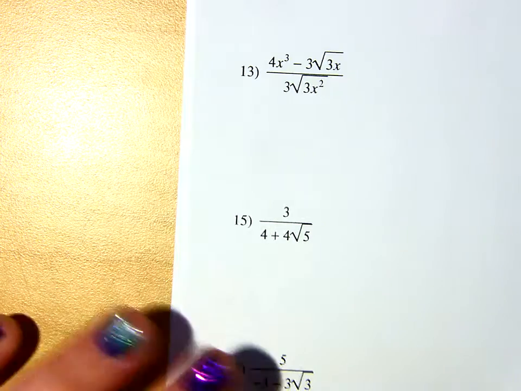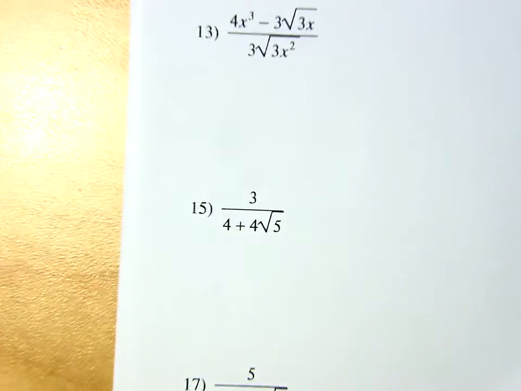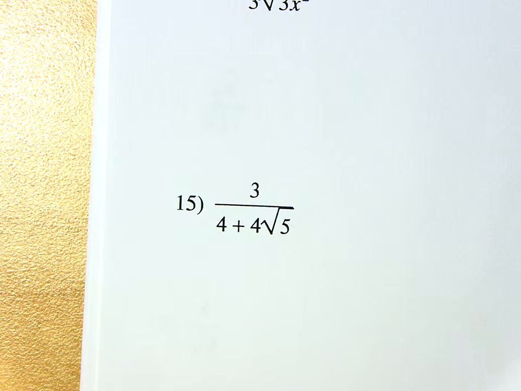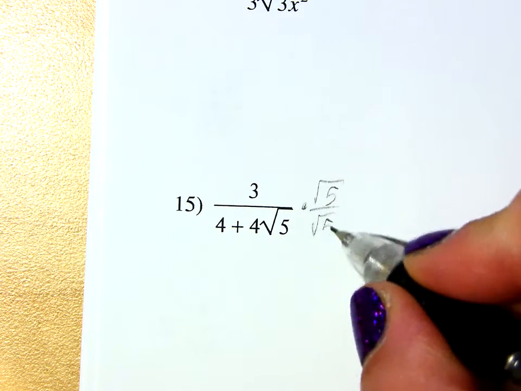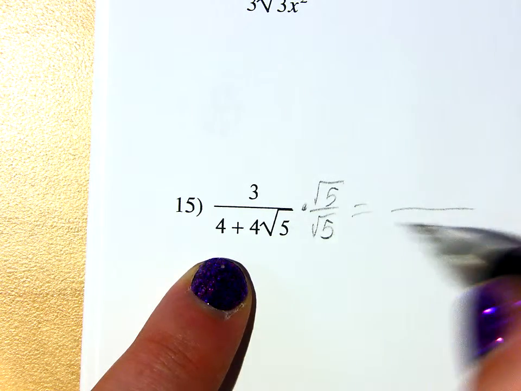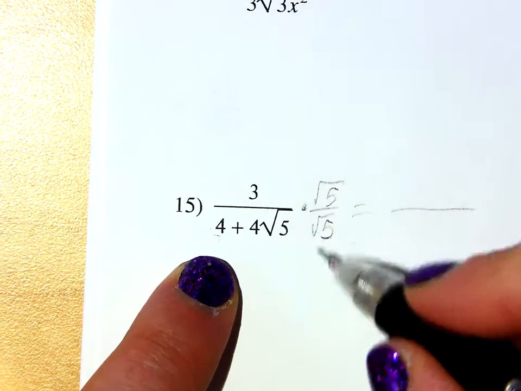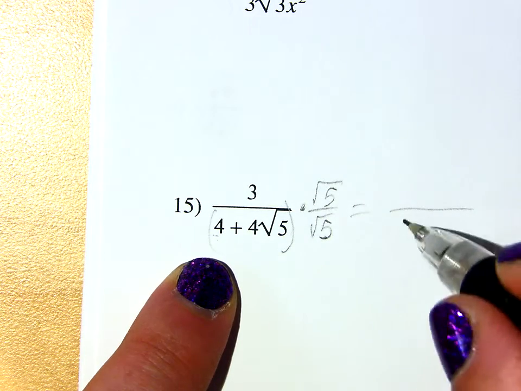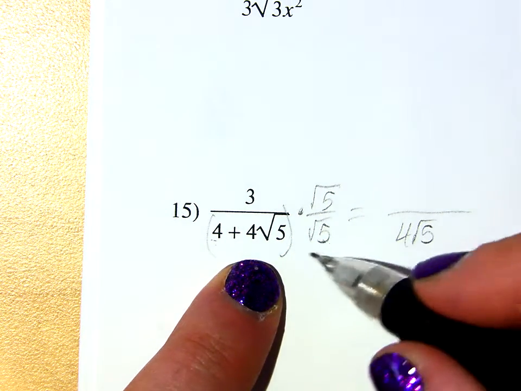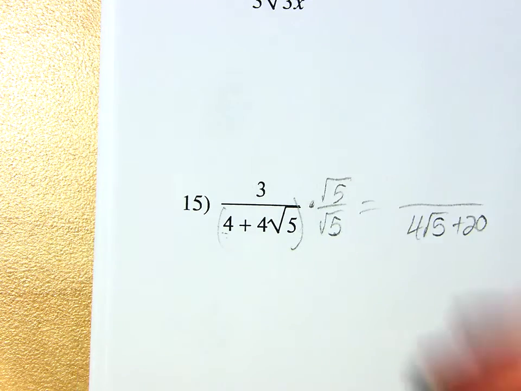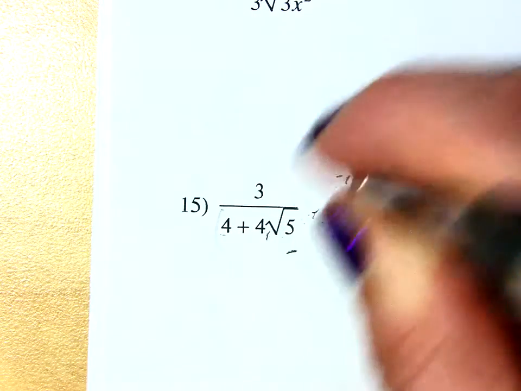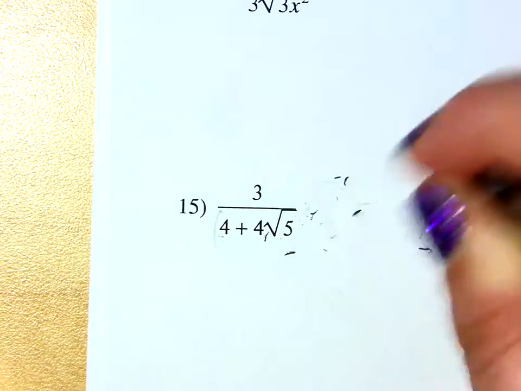So the most common thing that kids think that they should do is multiply by the square root of 5 over the square root of 5. Unfortunately, that's not going to work anymore. Because, watch, if I did that, I'm still going to have a square root in the denominator. It's just going to move over here. So now if I multiply it, because I'd have to distribute, I'd get 4 root 5 plus 20. Well, I'm no better off. I still have a square root in the denominator. It didn't help me any. It just made my life more complicated. So there's got to be a way to get rid of the square root in the denominator.